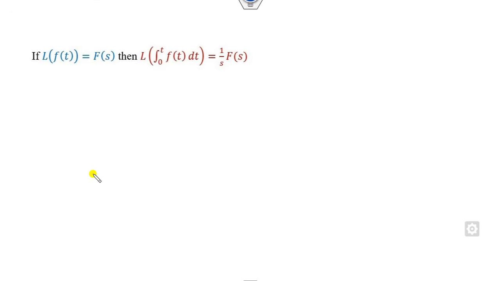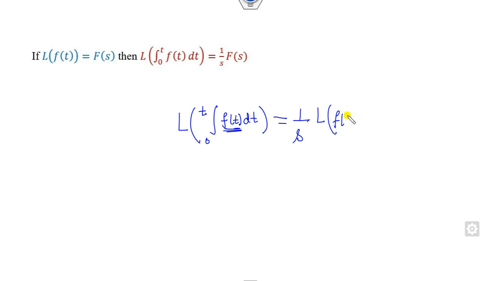So the rule is very simple. Whenever you want to evaluate from 0 to t, you can replace the single integration with 1 by s and then find the Laplace transformation of the remaining function. That is the rule. If it is a double integration from 0 to t, then you divide by s square. If it is a triple integration from 0 to t, then it's s cube and so on.